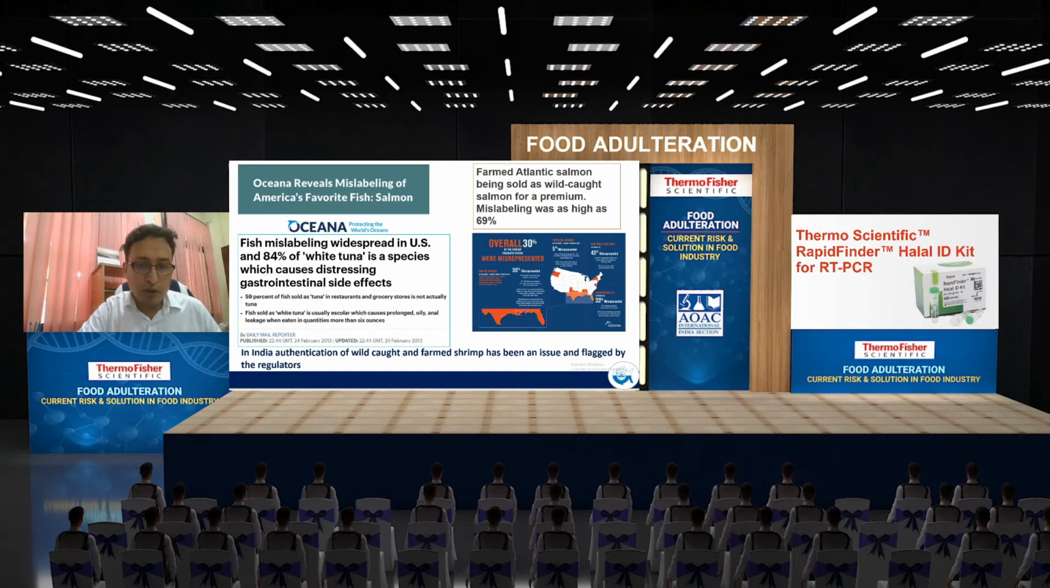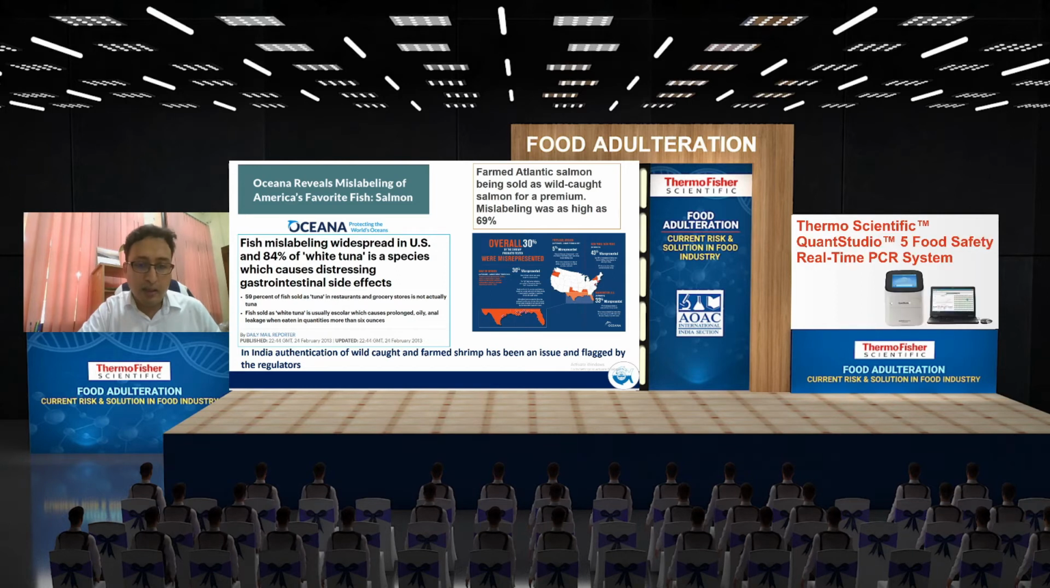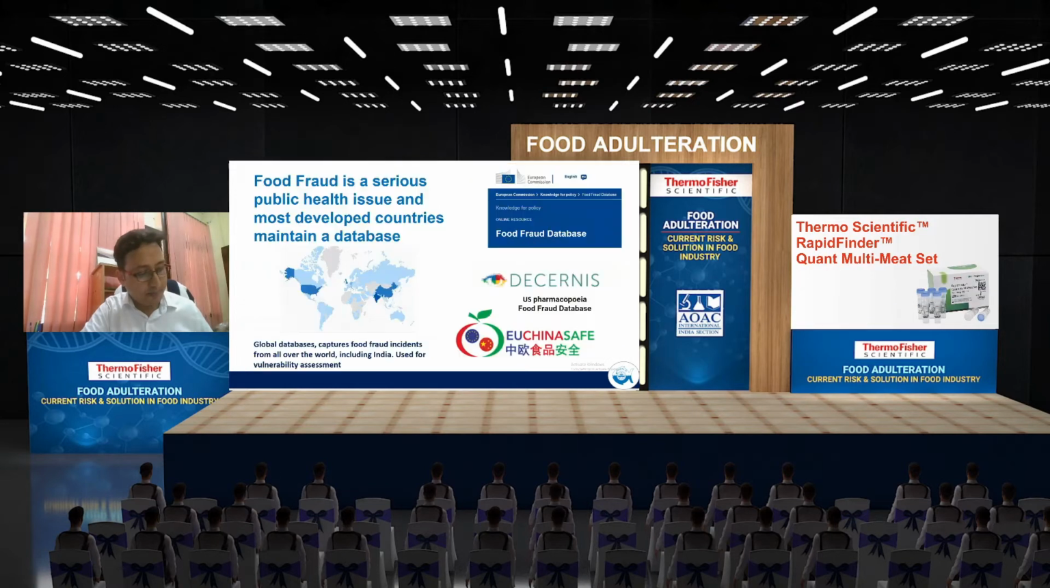And in India, there is an issue time and again flagged by the regulatory agencies that farmed shrimp is being passed off as wild caught shrimp, so as to avoid the mandatory antibiotic testing and also to fetch better prices. May I have the next slide, please?